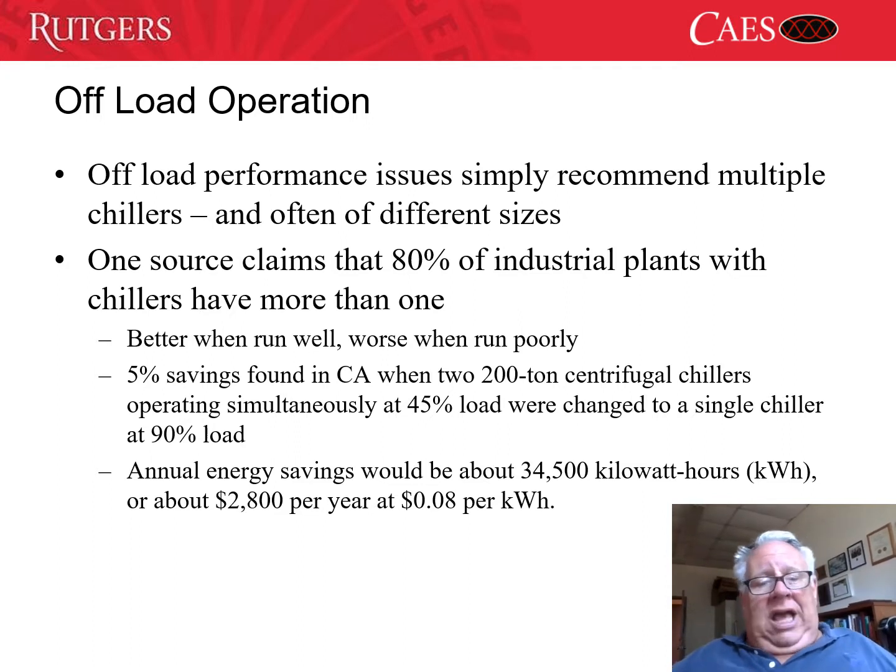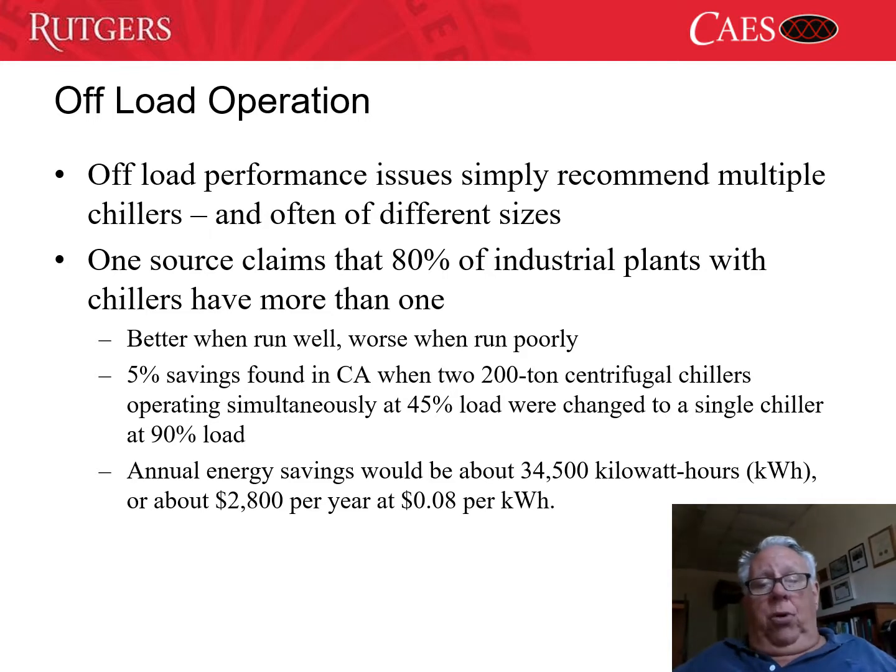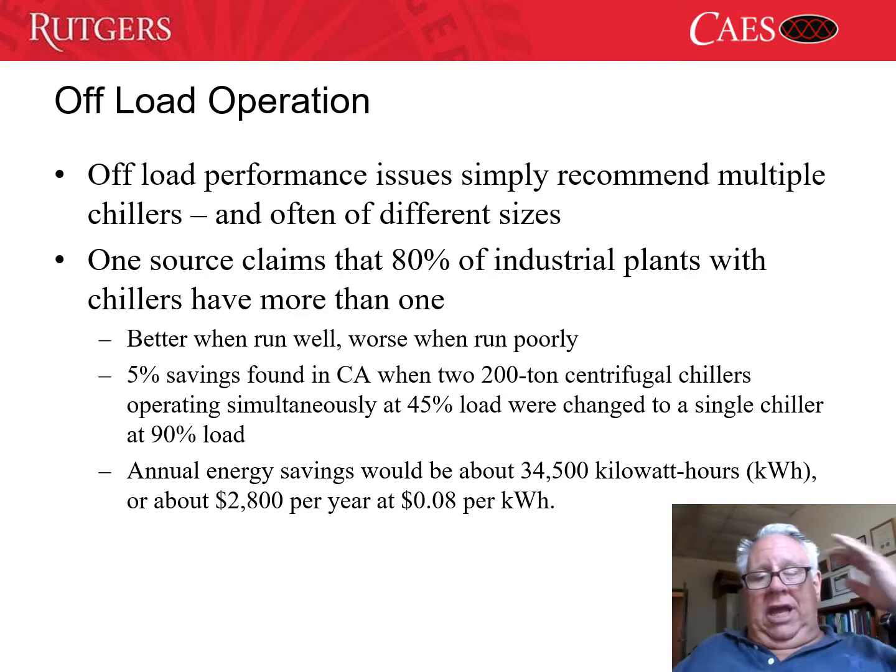In a case in California, 5% savings in chiller costs was realized when you already had two 200-ton centrifugal chillers, both operating at 45% load. They turned one of them off and ran the other one at 90% load. Okay, saved about $2,800 per year. So we want multiple chillers, but we want those chillers operated intelligently. And those are things that we look at carefully when we do an assessment.